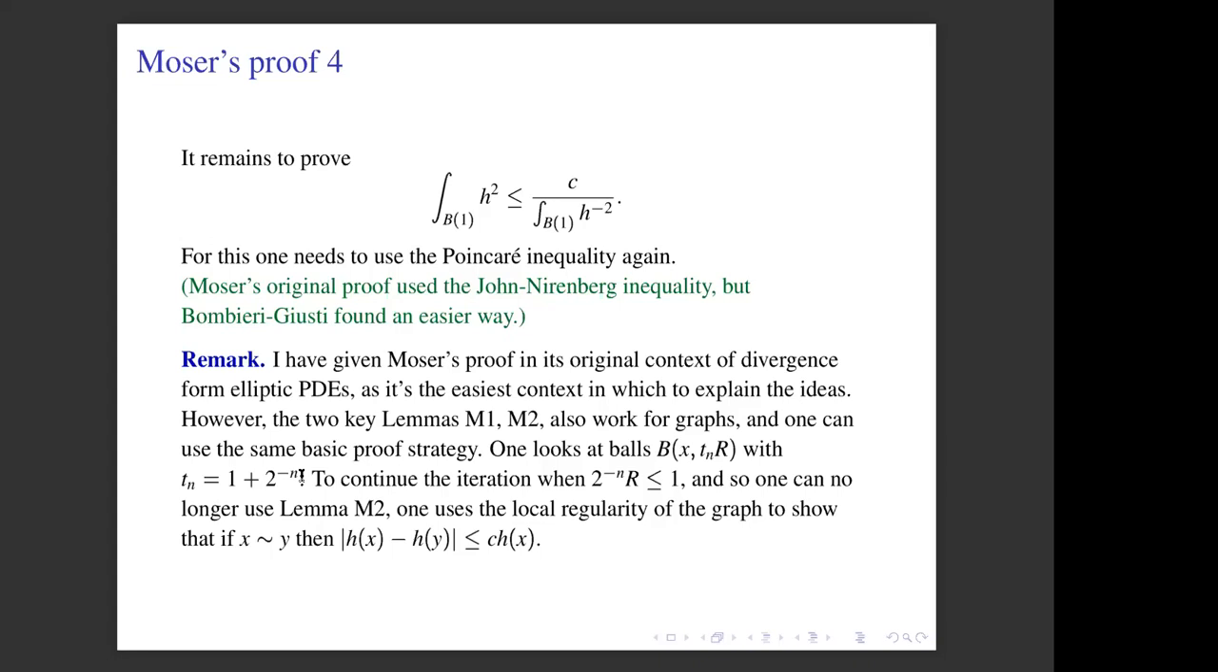One reason why I wanted to present Moser's argument initially in the context of divergence form operators in R^d is that when we look at graphs, the discreteness gives us some additional problems, as we now have a transition at the point when 2 to the minus n r is less than or equal to 1.